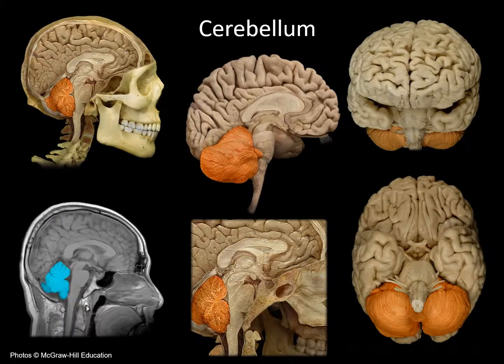So, various views of the cerebellum here. We have a mid-sagittal view of the brain within the cranium, a regular mid-sagittal view outside of the cranium, a frontal view here, and an inferior view.